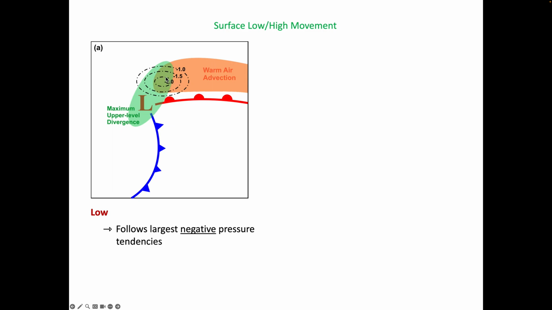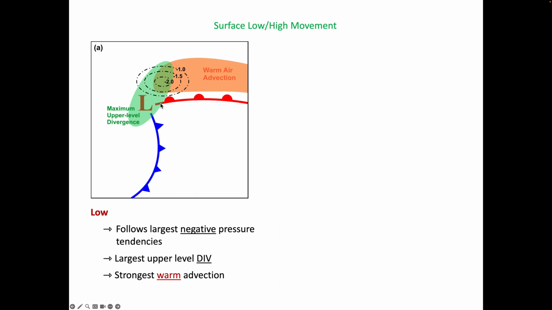So this is where upper level divergence is increasing most rapidly, and therefore if we drew an arrow to where the low is moving, it would move from its current location right into the circle where we have that -2 millibar per 3-hour isoline. So this is where we get our low movement over time, where we have our largest negative pressure tendencies. Now, we get our largest negative pressure tendencies where we get our greatest increase in upper level divergence. So this is where we're going to have decreasing vorticity at this time.